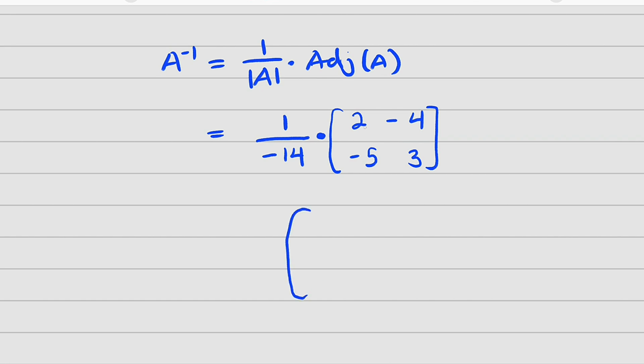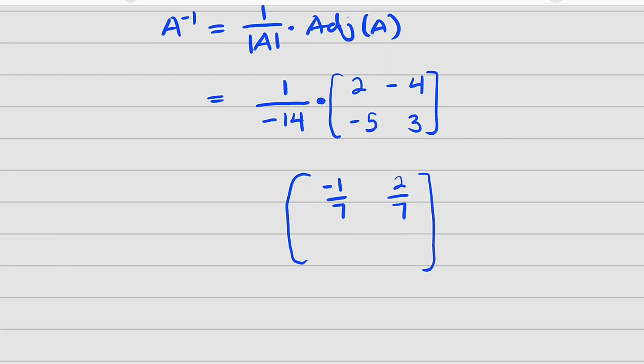So 2 multiplied by that gives us negative 1 divided by 7, because 2 goes into 14 7 times. The negative will transform to positive, so we have 4 divided by 14, which gives us 2 divided by 7. Then at the bottom, the negatives cancel, so we have 5 divided by 14. And the other one, we have negative 3 divided by 14. So this is the inverse of our matrix.